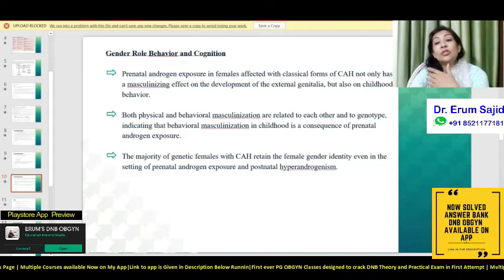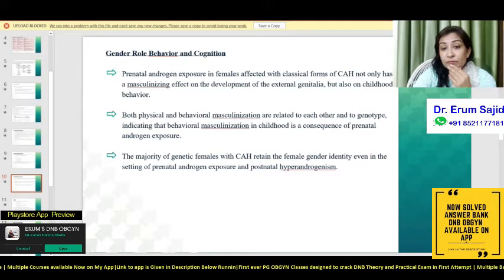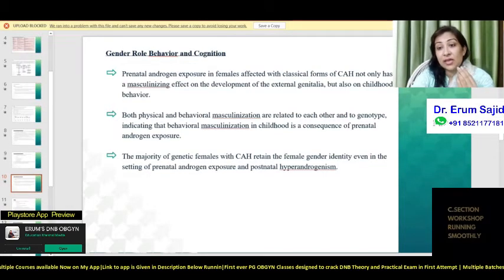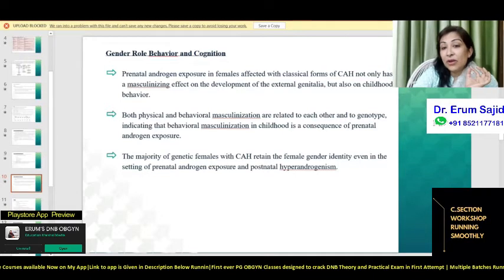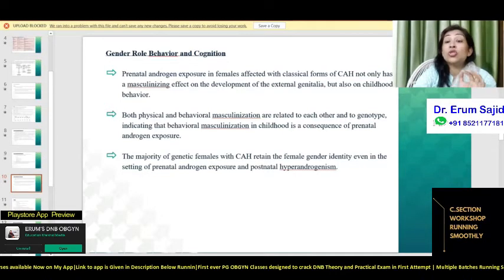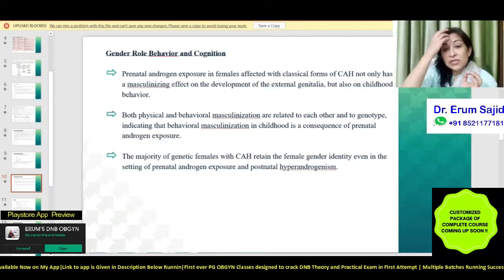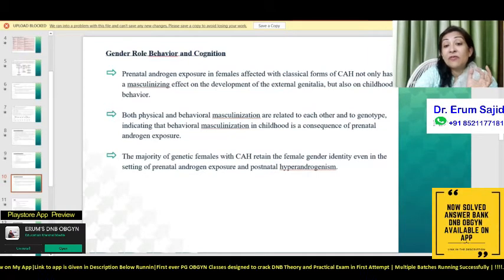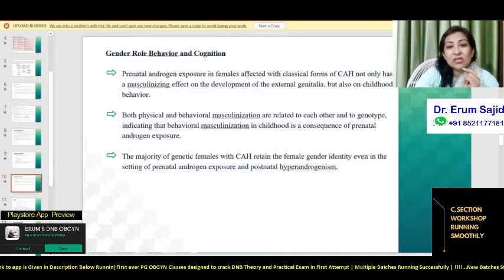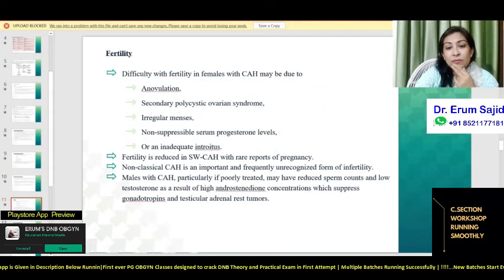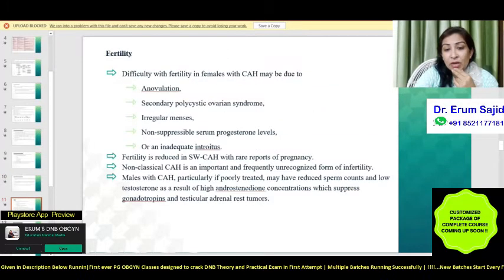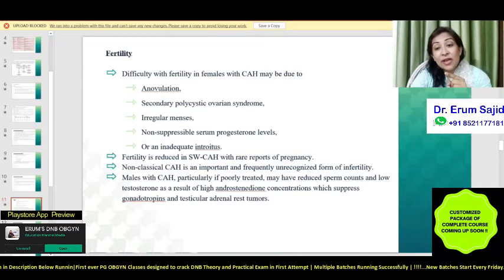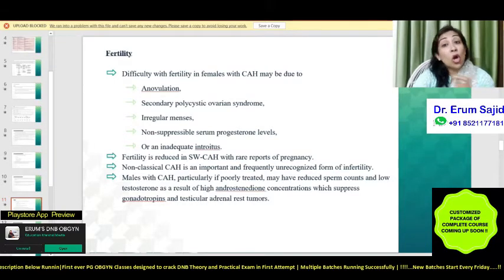Now, prenatal androgen exposure in females affected with classical CAH not only has a masculinizing effect on the development of external genitalia, but also on childhood behavior. So both physical and behavioral masculinization are related to each other and to genotype, indicating that behavioral masculinization in childhood is a consequence of prenatal androgen exposure. This thing is not very much needed. So, salt wasting CAH and non-classical CAH.